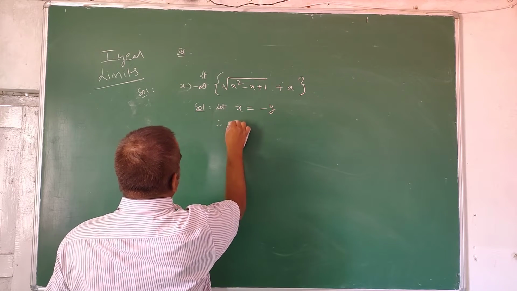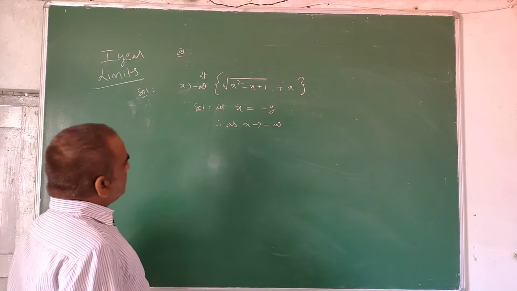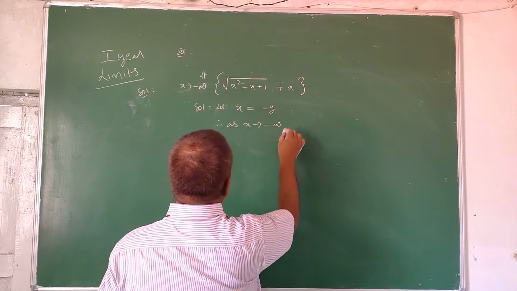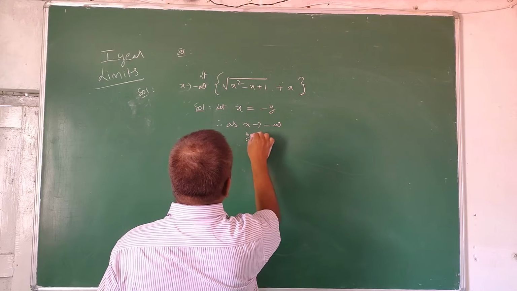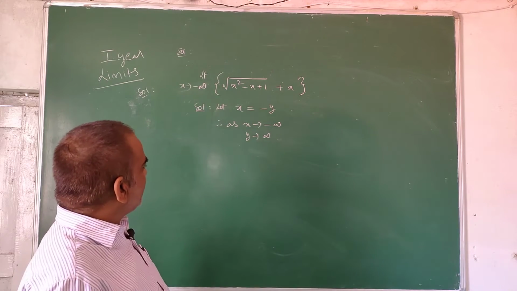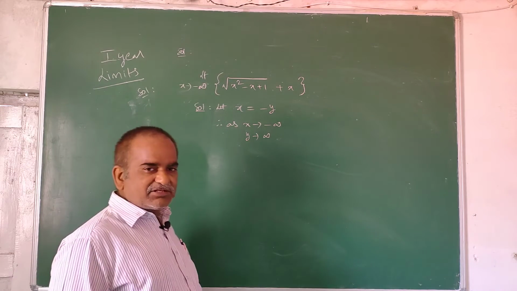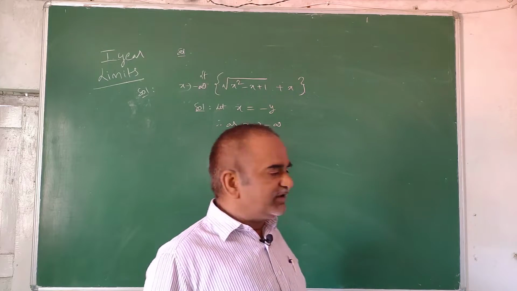Therefore, as x tends to minus infinity, y tends to infinity. It is very clear. When x is equal to minus y and as x is tending to minus infinity, so naturally y tends to plus infinity.